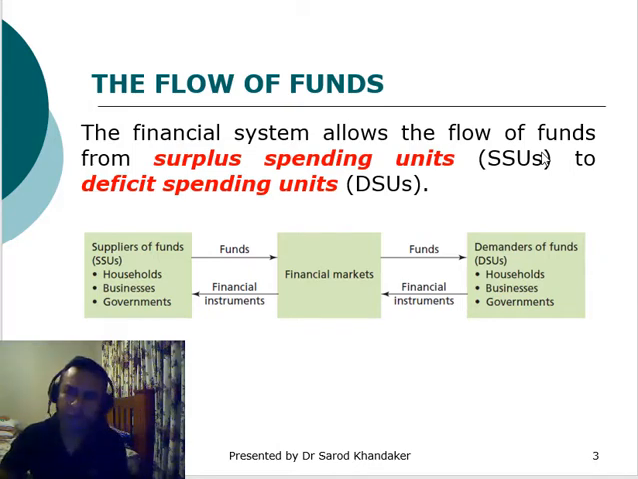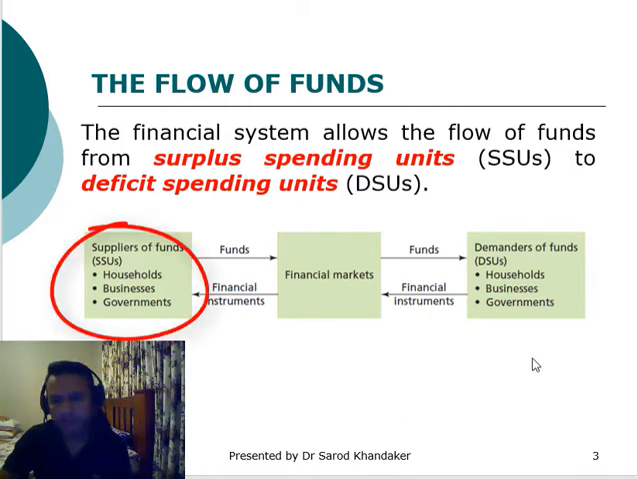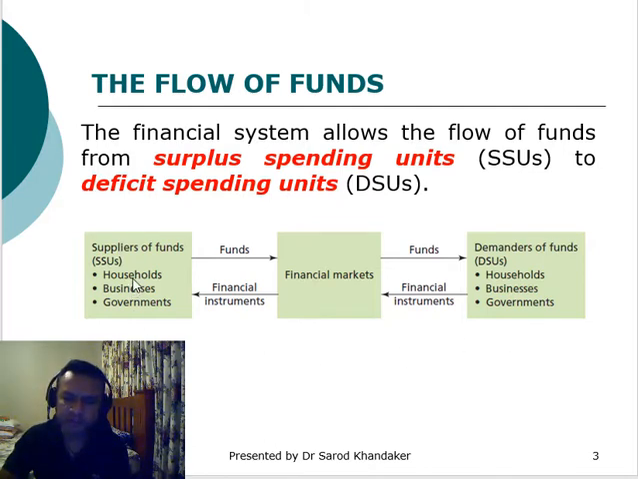Now, to understand the role of the financial system, we need to understand the flow of funds. The flow of funds includes two basic things: one, the supplier of the funds, and the second, the demander of the funds. If you look, this side is the supplier of the funds, and on the right hand side we have the demander of the funds. The suppliers of the funds include households, businesses, and governments. On the other hand, the demanders of the funds also include households, governments, and the business sector.